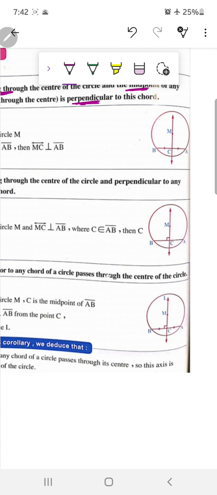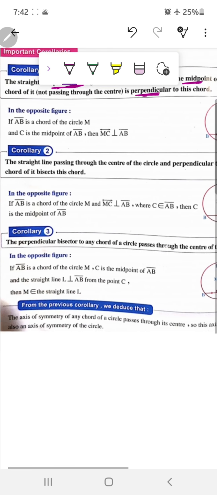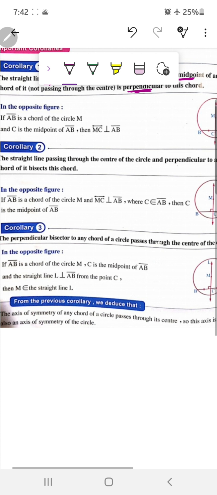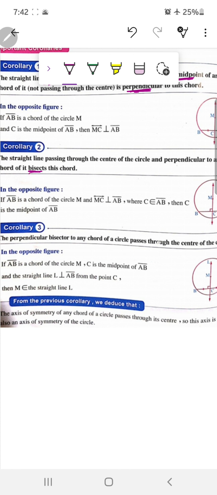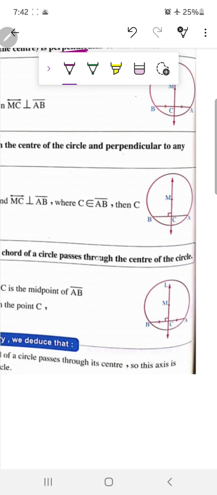So here we have two conditions. First, AB is a chord of the circle M and C is the midpoint of AB. So we get AB is perpendicular to MC. The second one: the straight line passing through the center of the circle and perpendicular to the chord bisects the chord. As we said, bisect means midpoint. For example, AB is a chord, MC is perpendicular to AB. Then C is the midpoint of AB. It means CA equals CB.